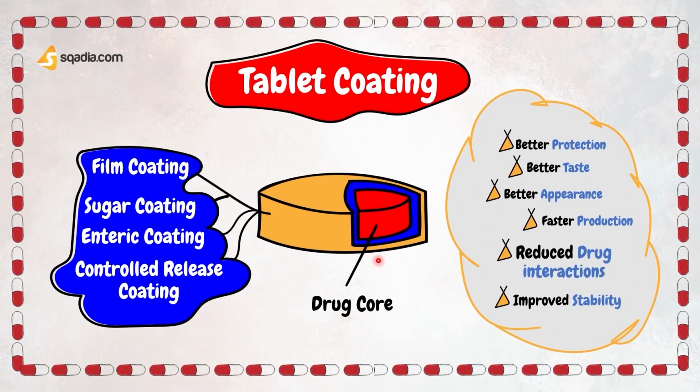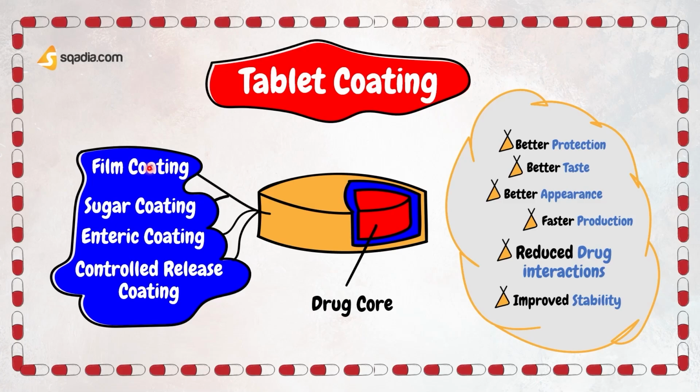Next, we have tablet coating. Tablet coating is an important topic in which a drug core is enclosed in a thin layer of coating material. This coating material provides different advantages like better protection, better taste, better appearance, faster production, reduced drug interactions, and improved stability. The coat can be of various types: film coating, sugar coating, enteric coating, and controlled release coatings. Film coating is a thin layer of polymer which is applied to the tablet or capsule using a spray or dip coating process.